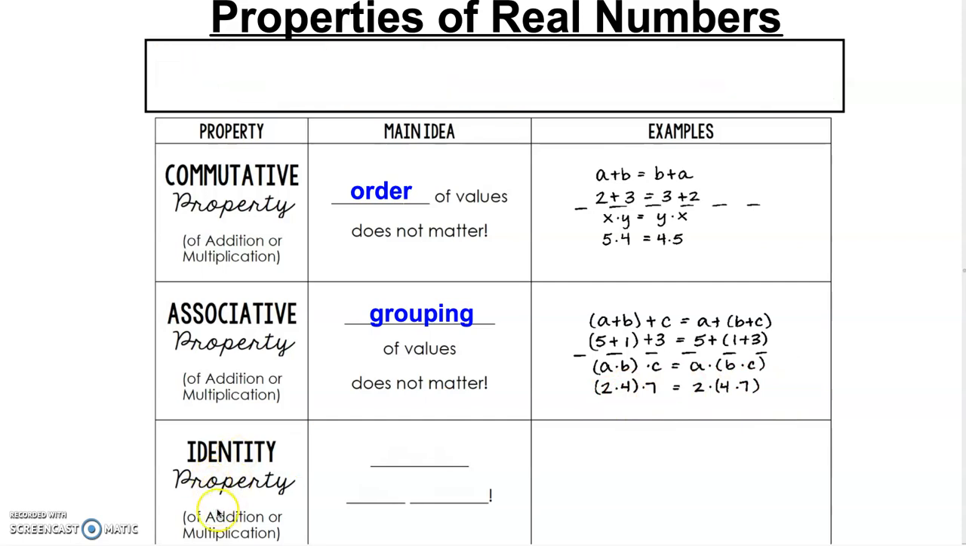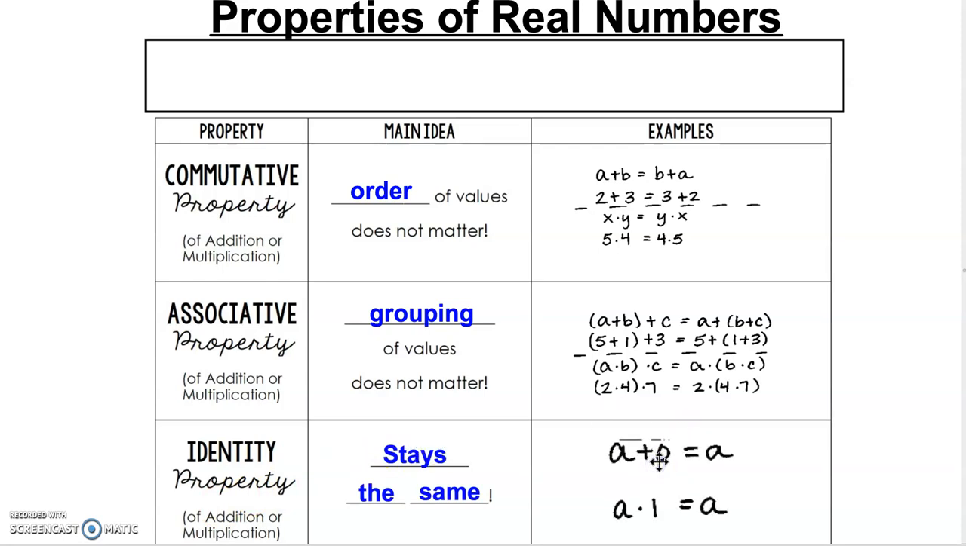Next, we have the identity property. This identifies values in an equation that make that equation stay the same. So we have these two examples where a plus 0 is equal to a. Adding 0 does not change anything. So this is called the additive identity. 0 is the additive identity value. The multiplicative identity is 1, because if we multiply anything times 1, we get that same thing back. That's called the multiplicative identity.